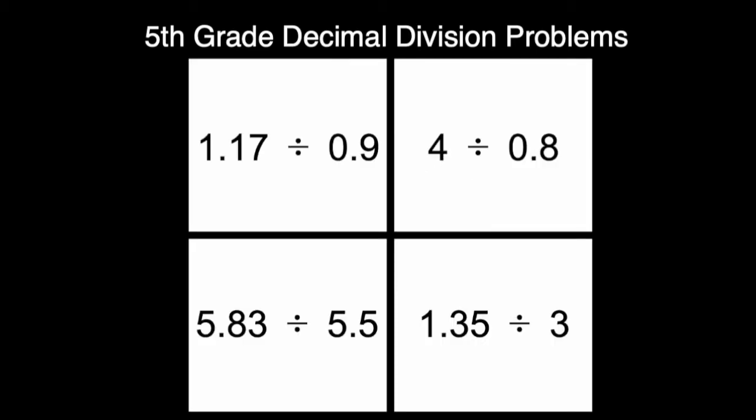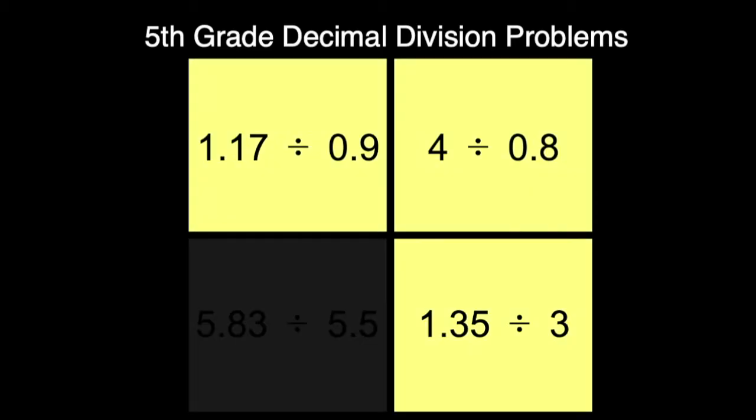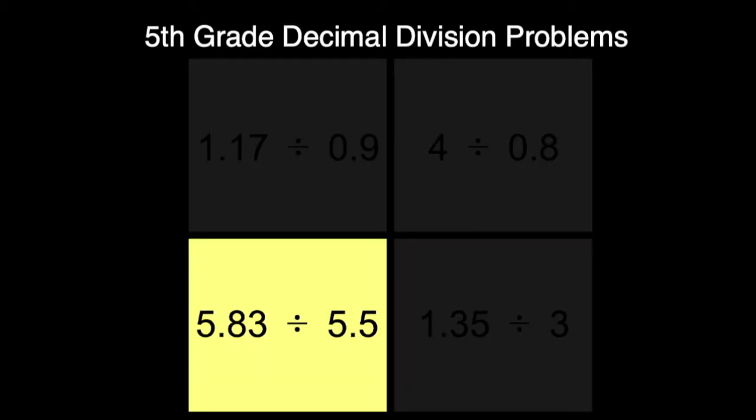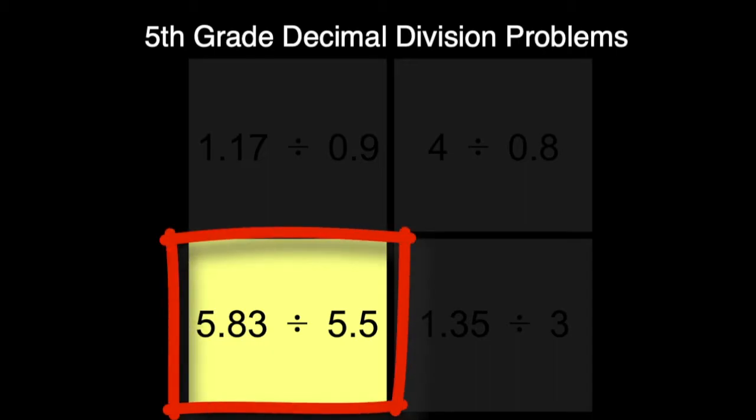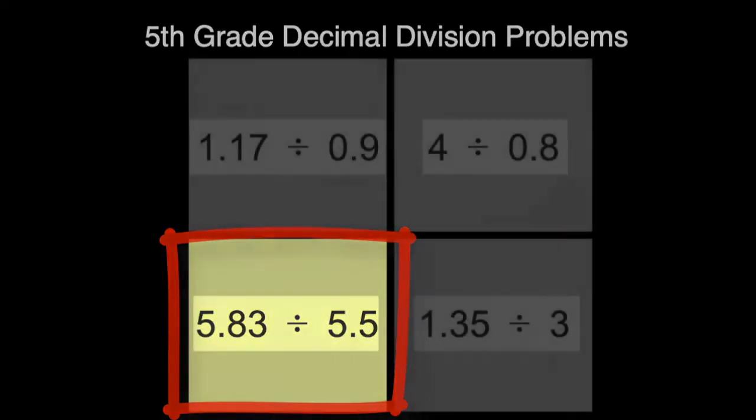Pause the video here and discuss with your colleagues which of these 4 problems does not belong in 5th grade math. These 3 problems can be solved with concrete models and/or strategies based on prior knowledge with whole number arithmetic. However, this problem, 5 and 83 hundredths divided by 5 and 5/10, is the only one that requires annexing zeros in the dividend to generate a quotient. Note, this problem was found in a 5th grade math lesson from a very popular online marketplace.